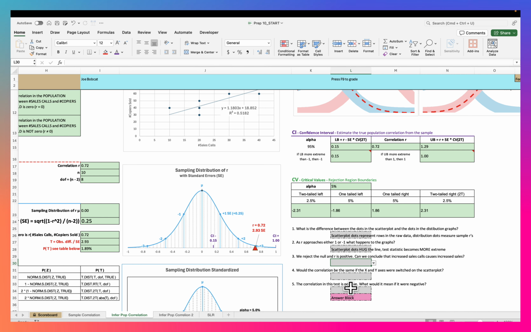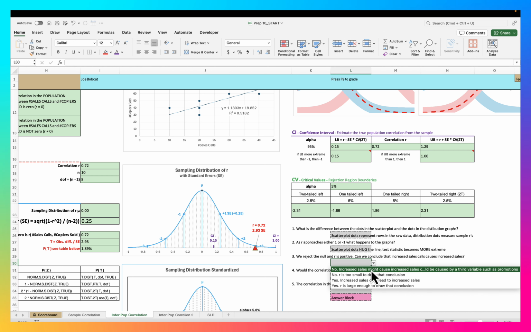That's why the more extreme. We reject the null and R is positive, right? More extreme, meaning into the rejection area because something's going on. We reject the null and R is positive. Can we conclude that increased sales causes increased sales calls? Never use the word causes in this class. The most you can ever say is predicts. We would actually have to create a controlled experiment to say causes.